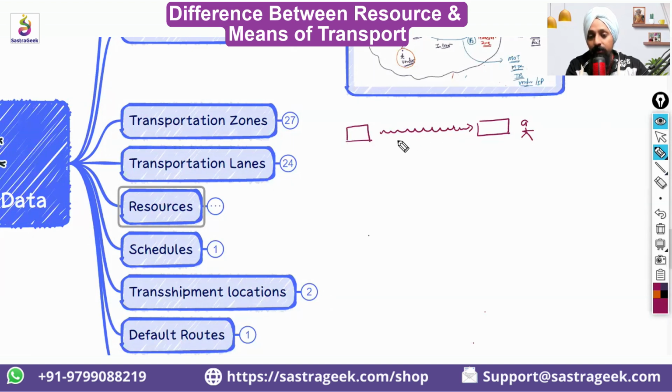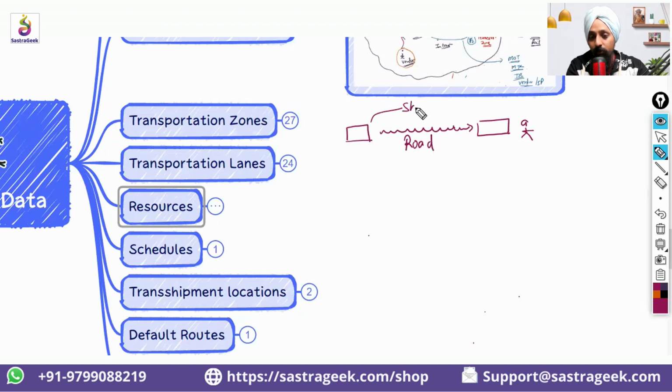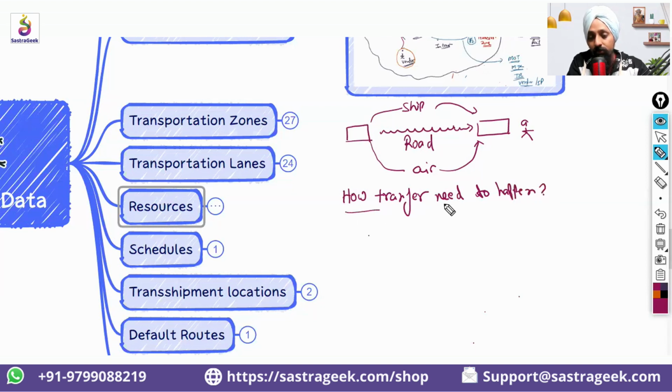Which means, do you want to get it transferred through road? Also, I can transfer through ship. Also, I can transfer through air. Also, I can transfer, right? How the transfer needs to happen? That is the first question that comes.